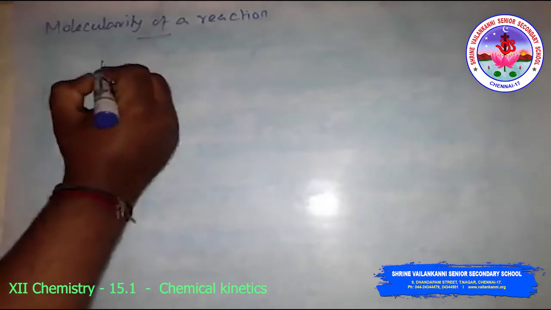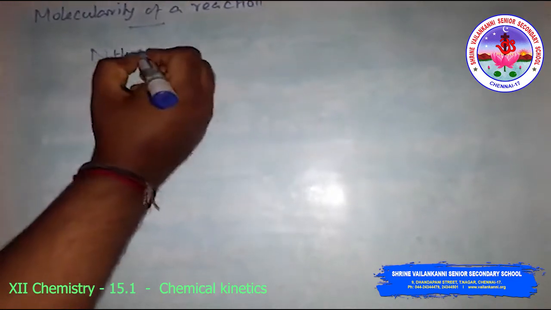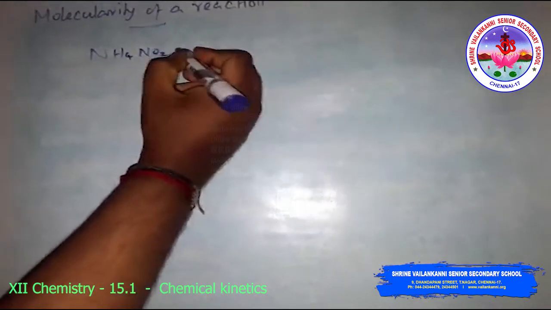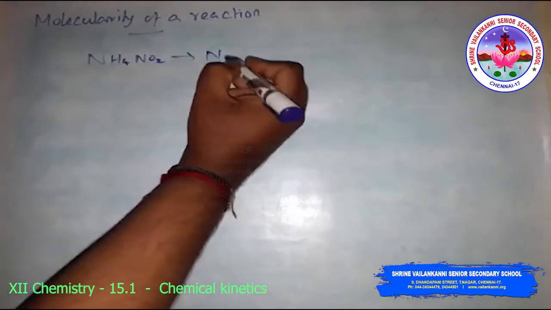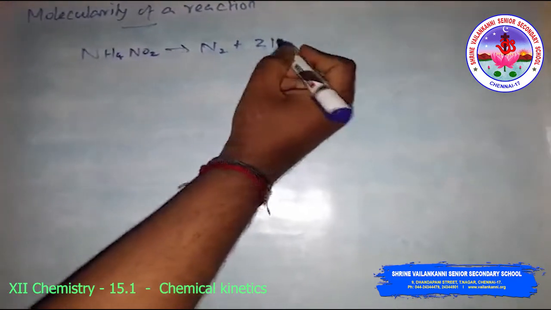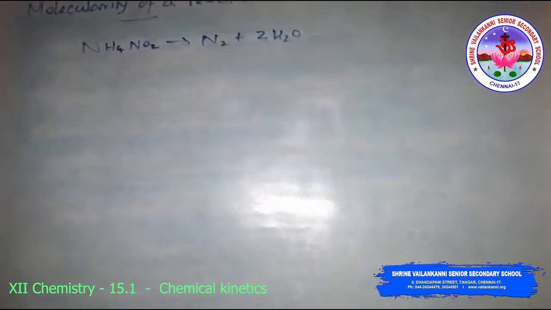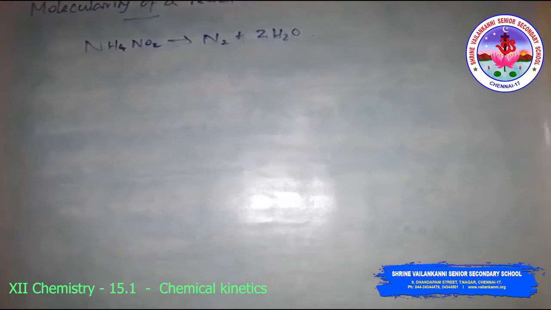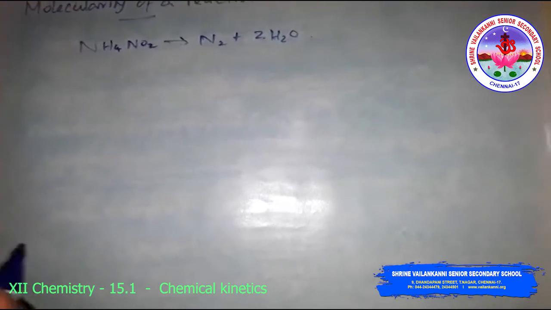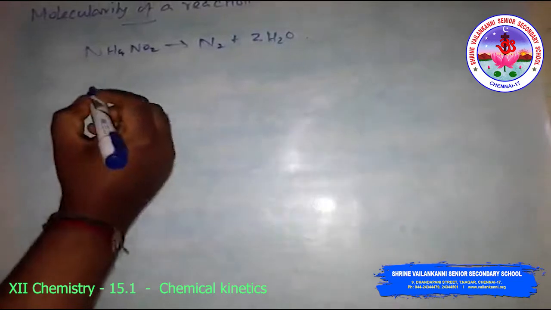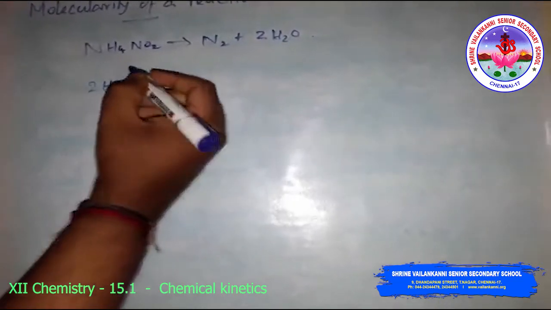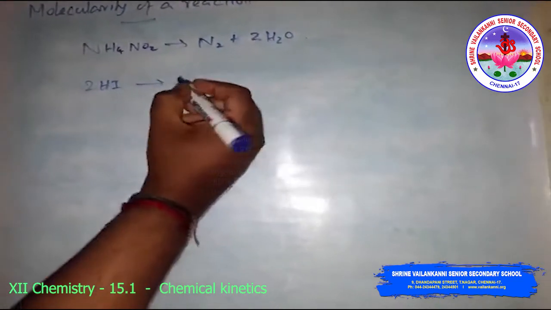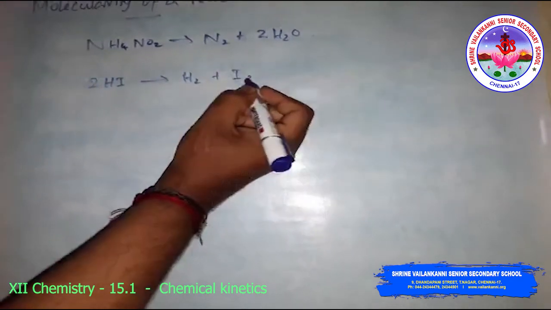For example, the decomposition of ammonium nitrate. So the decomposition of ammonium nitrate is NH4NO2 gives N2 and 2H2O. So here the bimolecular reaction involves simultaneous collision between two species. Example, dissociation of hydrogen iodide, 2 moles of HI gives H2 and I2.